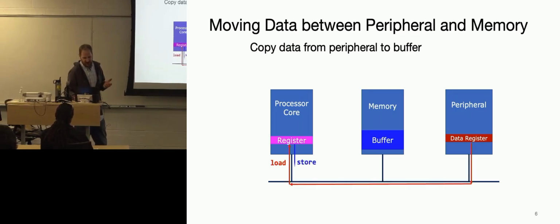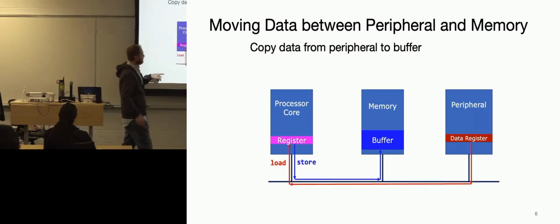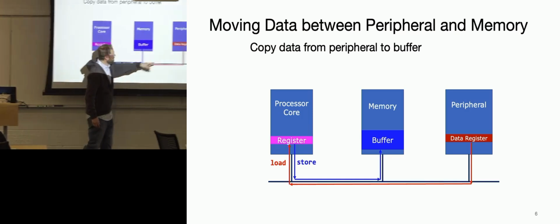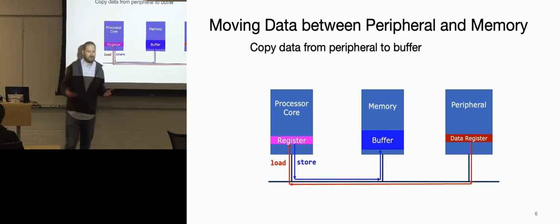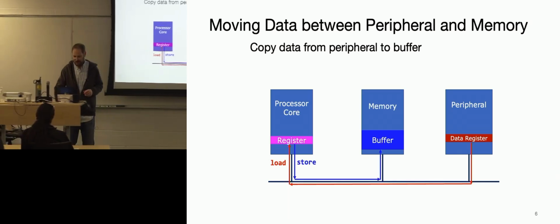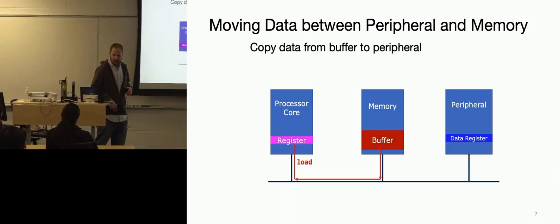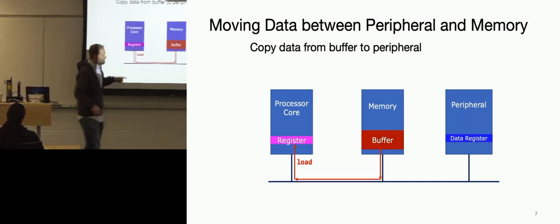The naive way to do it is just to do a bunch of load stores. The problem here is you have to go from your peripheral all the way to the core and then load it back over here. So now you have 2 transfers, which is going to take time. And of course, the opposite would also be true when you're taking data out.